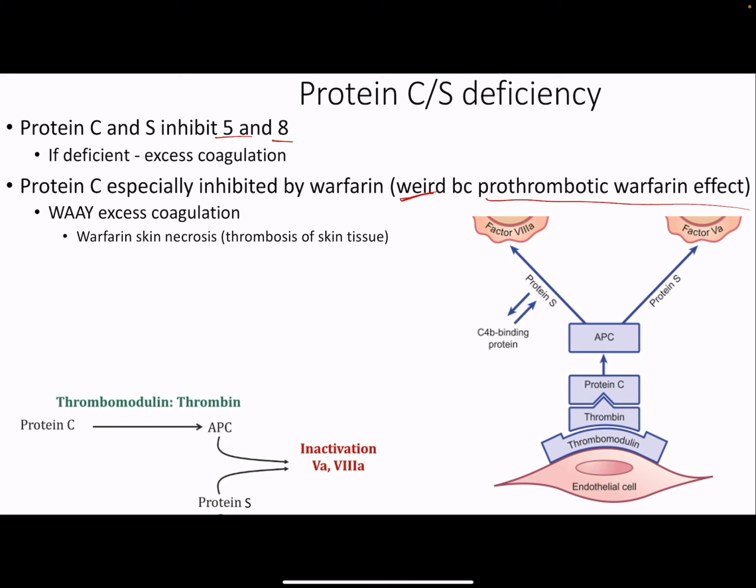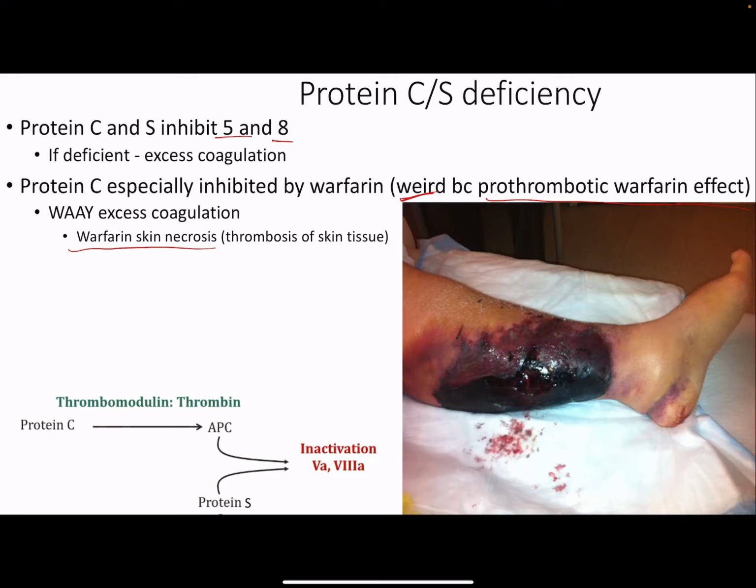Now, this is going to be especially the case if you have a protein C deficiency, because you're already low on protein C. You take warfarin. Protein C has a short half-life, so like factor 7, it's very quickly affected. You get tons of coagulation in the first couple of days. This presents as something called warfarin skin necrosis, which is quite ugly. This is warfarin skin necrosis.